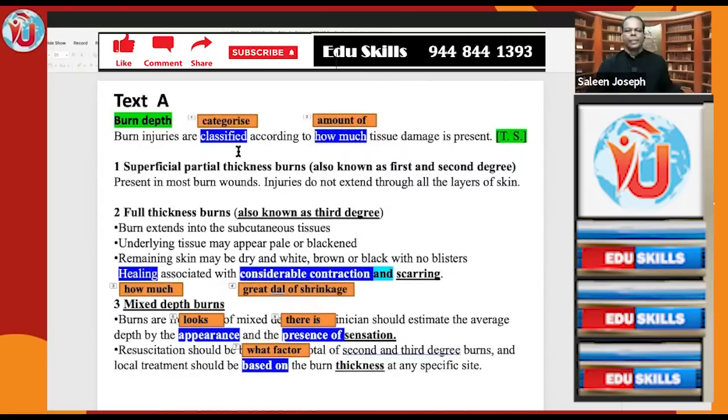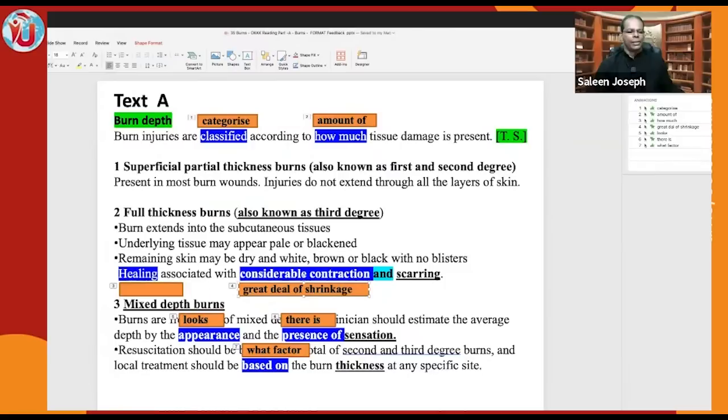Now you see, they use synonyms. Here it is classified, but one of the questions says categorize. How much, amount of. Considerable contraction, shrinkage. Contraction, shrinkage, synonymous. Appearance, looks. Presence of, there is. What factor, based on. These are the words used in the question.